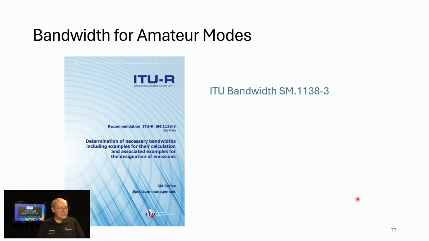The next subject is bandwidth for amateur modes. Our license manual shows version 2 of this manual. This manual is available for free on the internet as a PDF. I highly recommend that you do not read it, unless you're having trouble going to sleep. It's pretty technical, but it gets into all of the details of how to determine bandwidth for all of the different amateur modes. But it is available if you care to look into it.